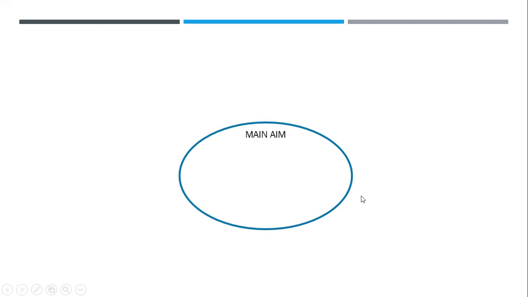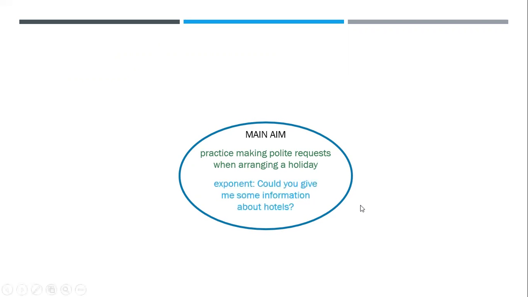Okay, good. Now let's take a look at a typical aim. In a lesson, of course, you have got the main aim, the final aim of your lesson. It might be, for example, practice making polite requests when arranging a holiday. Typically when you're thinking about the main aim of your lesson, it's great to have the exponent of this aim. What is an exponent? An exponent is an example of the language that you expect from your students by the end of the lesson.